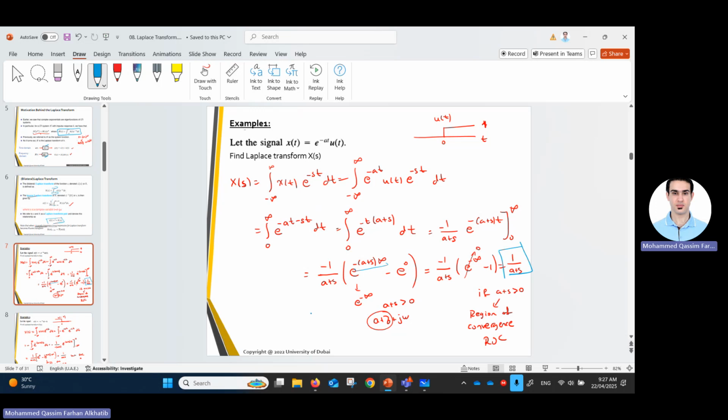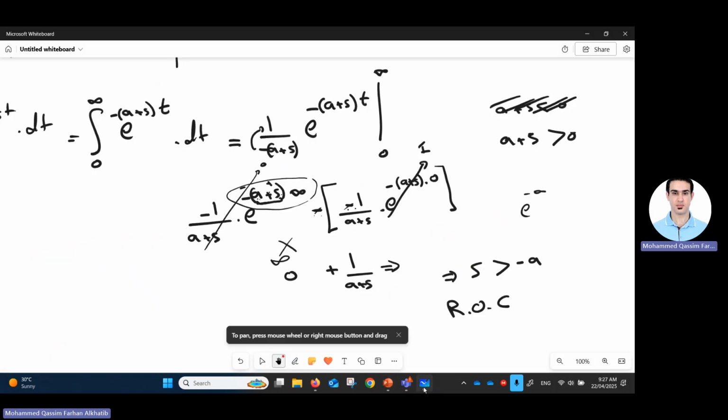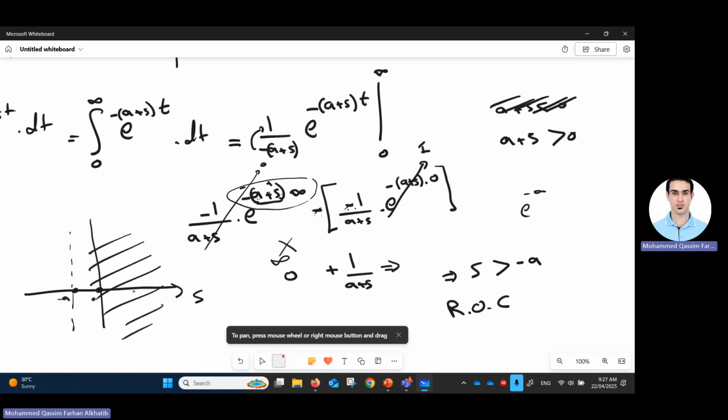And if you want to draw it on the S-plane, there's something also called the S-plane. This is the S, and you have the 0, the center, so negative a is somewhere here. So this is negative a, and this is my region of convergence, ROC, if for some reason you were required to plot the region of convergence.